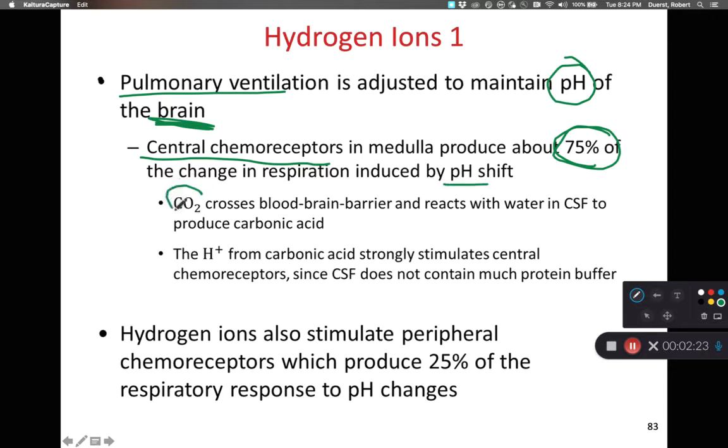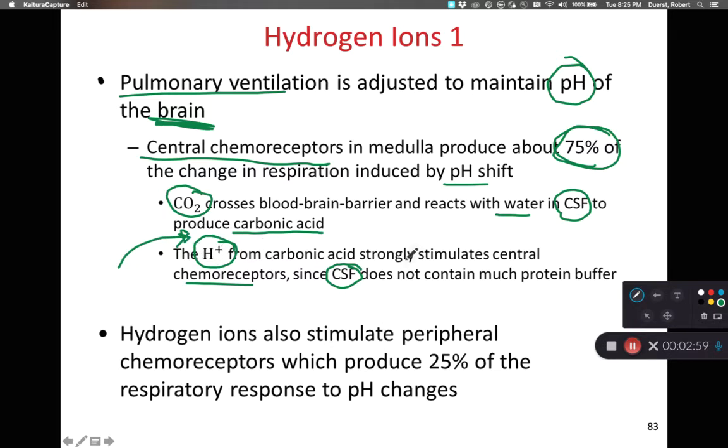As carbon dioxide goes across the blood-brain barrier, it's going to get into the cerebral spinal fluid and form carbonic acid within the cerebral spinal fluid by reacting with water in the CSF. That carbonic acid will then release hydrogen ions into the solution, and those dissolved hydrogen ions will then stimulate the chemoreceptors, and it has a huge effect on those chemoreceptors because the cerebral spinal fluid doesn't have a lot of proteins within it to buffer the large fluctuation in pH that those hydrogen ions cause.